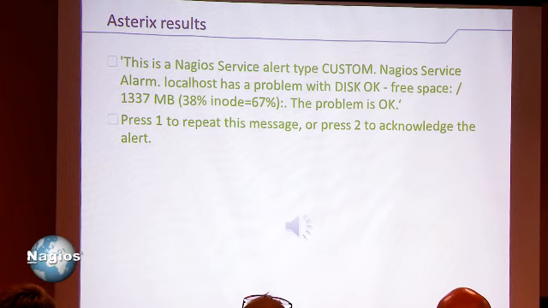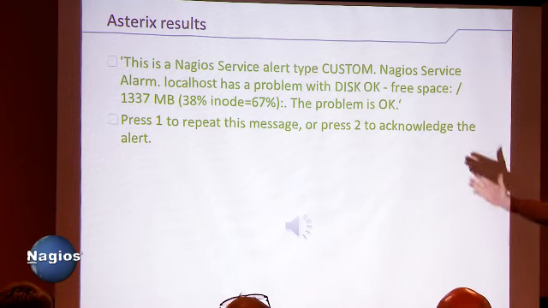And now we're going to try some technology, and this could be very dangerous. This is a Nagios service alarm type custom. Nagios service alarm, localhost has a problem with disk OK, free space /, 1337 MB, 38%, and inode equal 67%. The problem is OK. Press 1 to repeat this message, or press 2 to acknowledge the alert. So that's what that box will do for you, without any great effort. As I say, you really might want to work the messages a bit harder, but yeah.